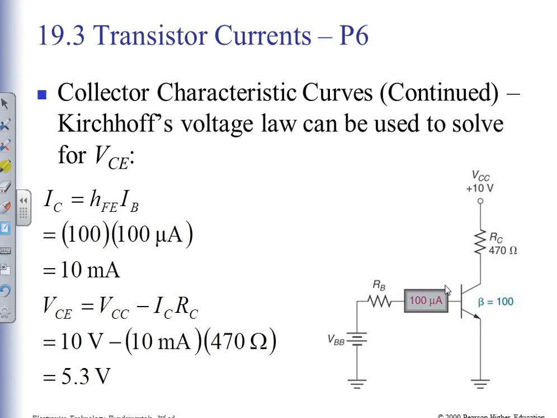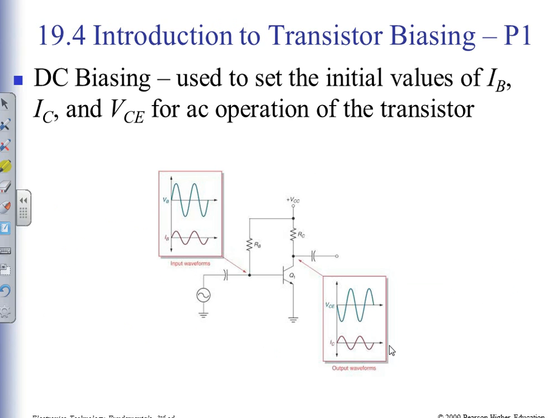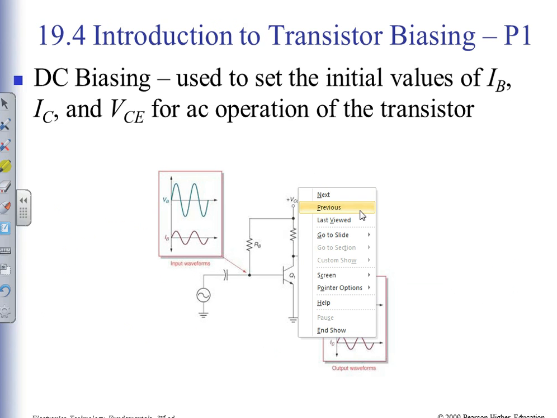Okay, so some calculations. I know that my beta is 100. I know I have 100 microamps going in the base. So 100 times 100 micro gives me 10 milliamps. So that means I have 10 milliamps flowing in the collector. If I have 10 milliamps flowing in the collector, I have some voltage across that resistor. Knowing the voltage across that resistor, I can calculate the voltage collector to emitter, and then I can click on this guy several times and move forward.